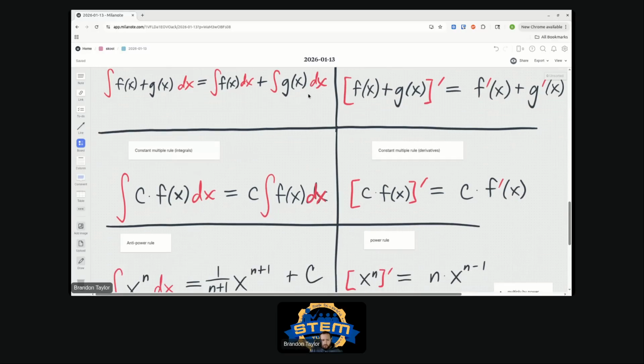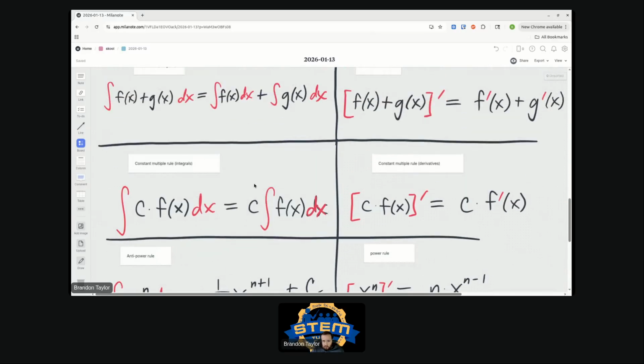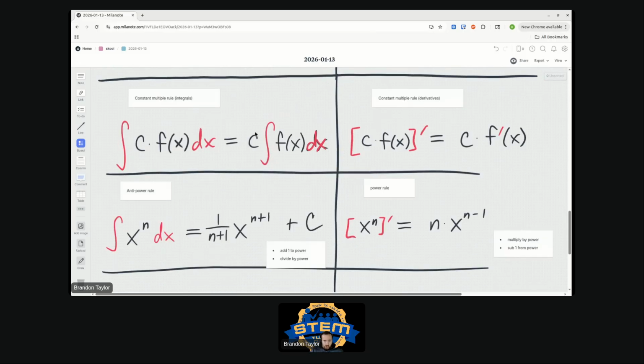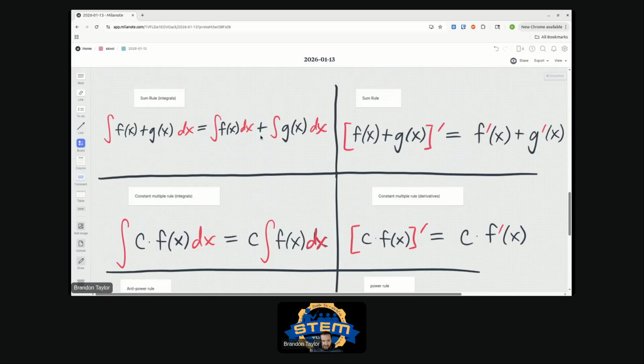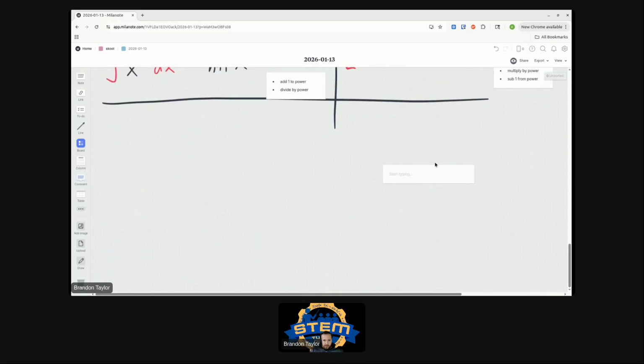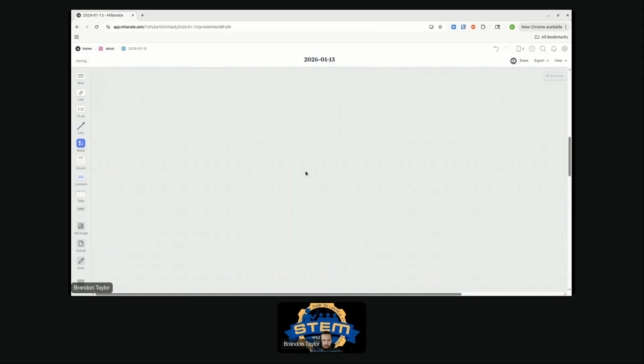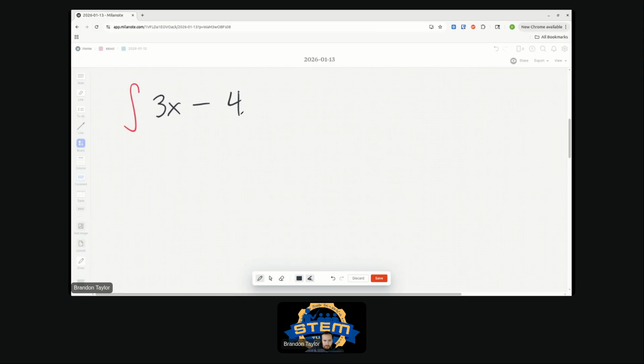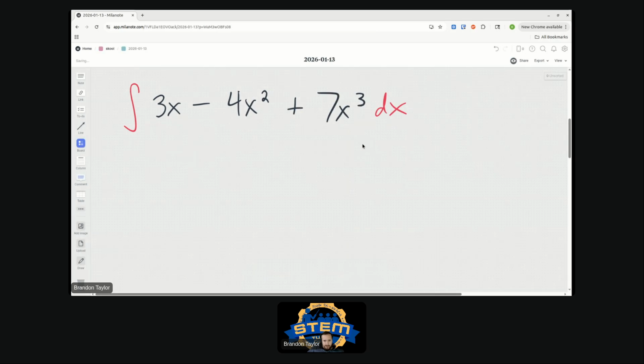So just to be clear, with these three rules, and again, there's like 22 total rules technically, you know how to take the integral of any polynomial if you think about it. So let's actually try that out before we go on. Let's say that we want to find the integral of, I'm making this up, 3x minus 4x squared plus 7x to the third. What would the integral of that be?